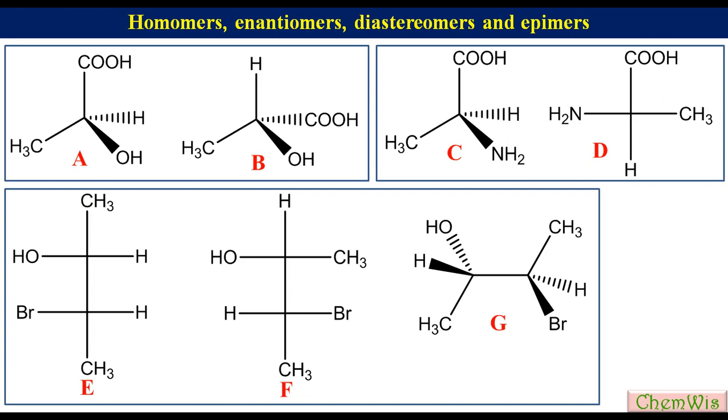Identification of relation in these cases by just visualization is very difficult. You can identify the relation by determining R and S configuration. Before finding the relation between these structures, let's first define homomers, enantiomers, diastereomers, and epimers in terms of absolute configuration.